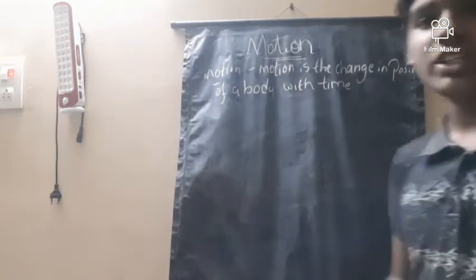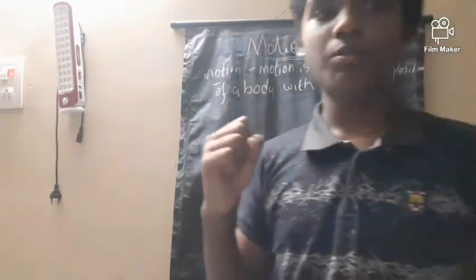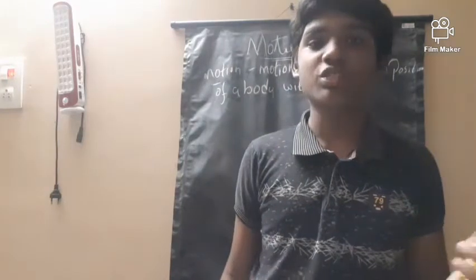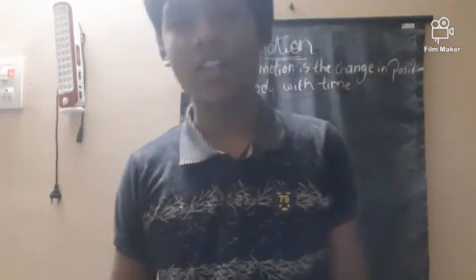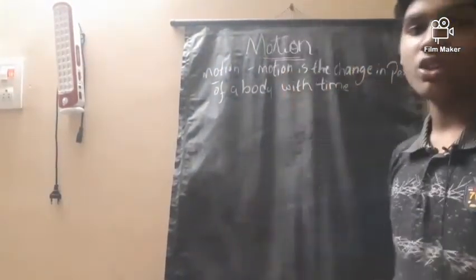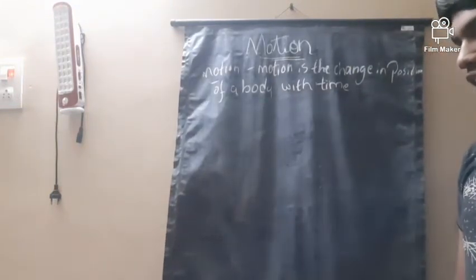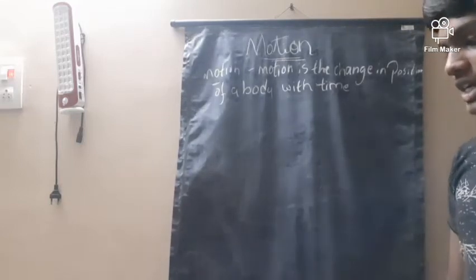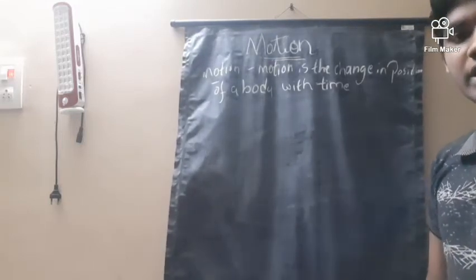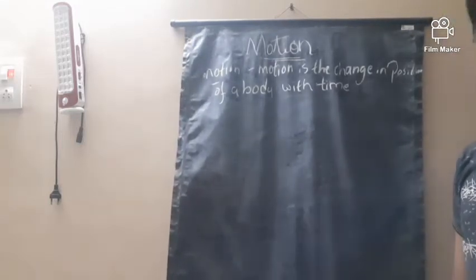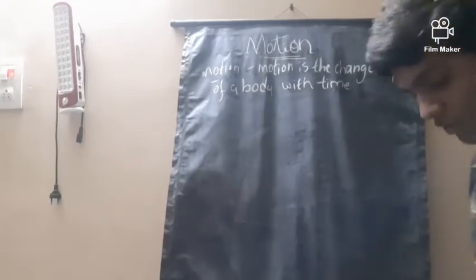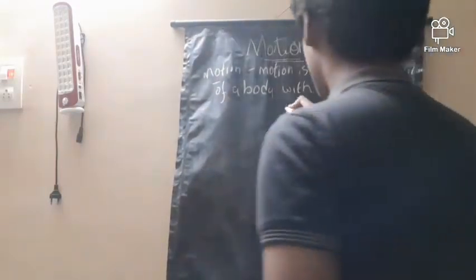Now, motion can be described in many ways, like distance, displacement, velocity, speed, like that. First of all, we will discuss distance and displacement. Motion can be described in terms of distance moved or displacement. First of all, what is distance?